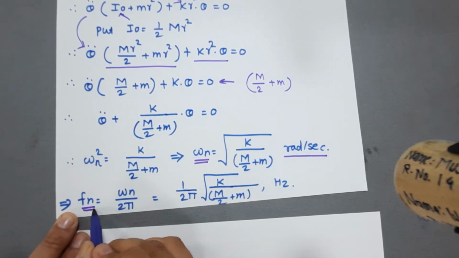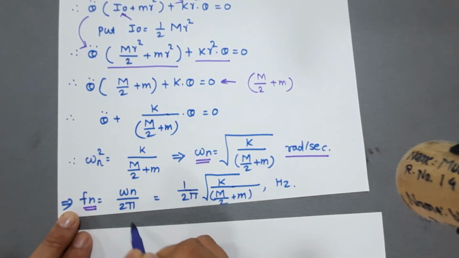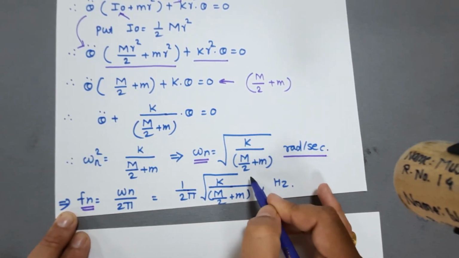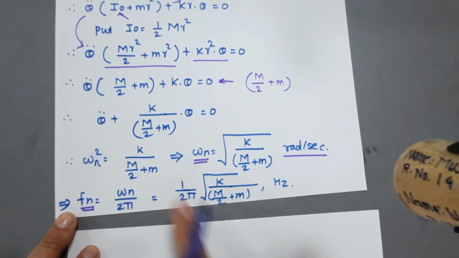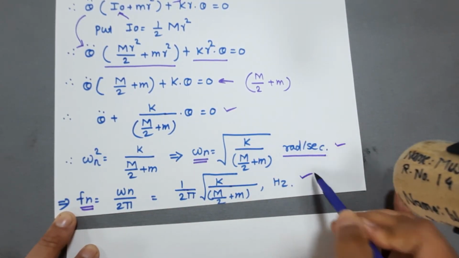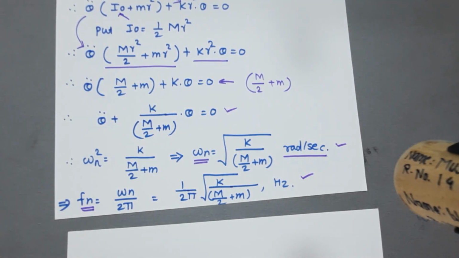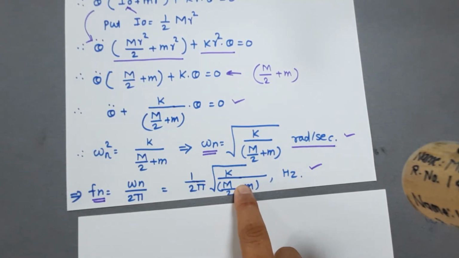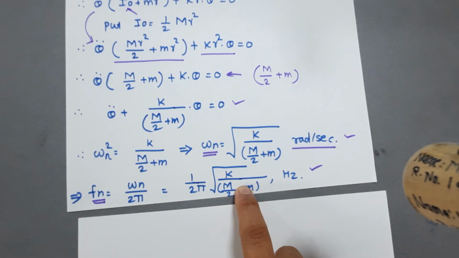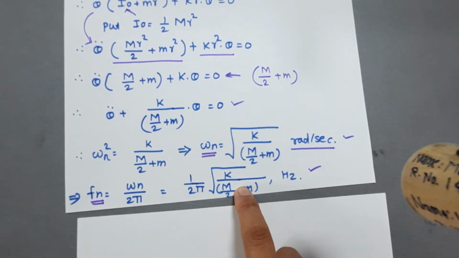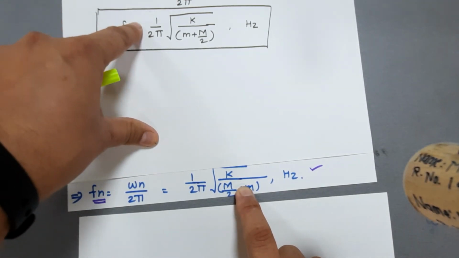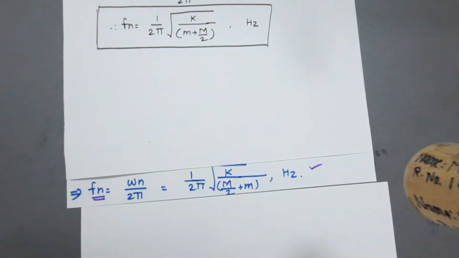Now we have to calculate the natural frequency Fn. Its formula is omega n divided by 2 pi, which is equal to 1 upon 2 pi times the square root of k divided by (capital M by 2 plus m). This is in hertz. Dear friends, we have learned this step and repeated it in all the problems, so here I have put these steps directly. This is the natural frequency equation for the given system by the equilibrium method, and this is the natural frequency equation by the energy method. So we have the same equation of natural frequency for the given system.